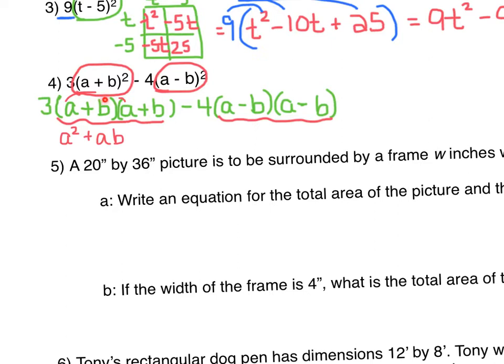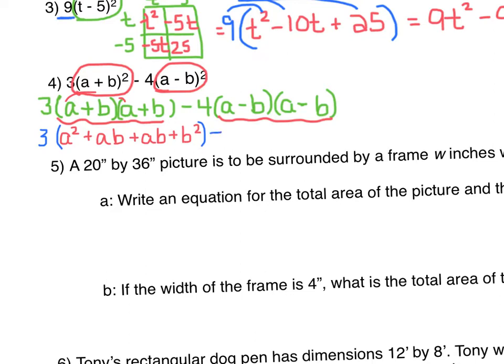For inside, b times a, I could write it as ba, but I'm going to write it as ab so that I recognize that it's the same as that ab I just wrote a second ago. And then last would be b times b, which is b squared. And then let's not forget that we have a 3 still sitting in front of that.